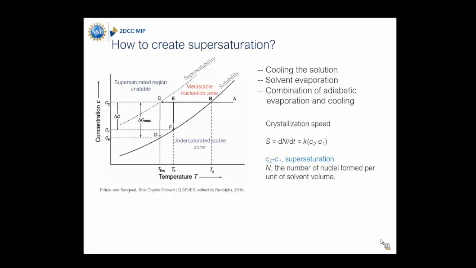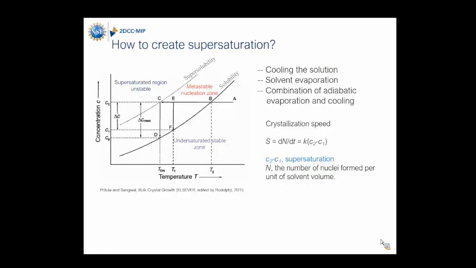There are three approaches. One approach is cooling the solution. Let's say we start from point A, and then we gradually decrease temperature. When it passes point B, the solution will saturate, not supersaturate, right? Then it enters the metastable nucleation zone. So this is one approach: you can move from the undersaturated zone to the metastable zone by cooling the solution.